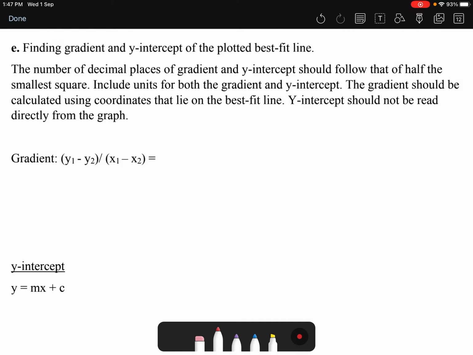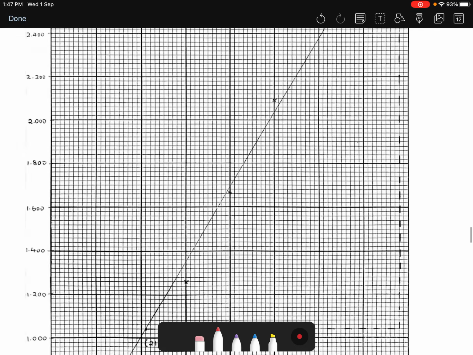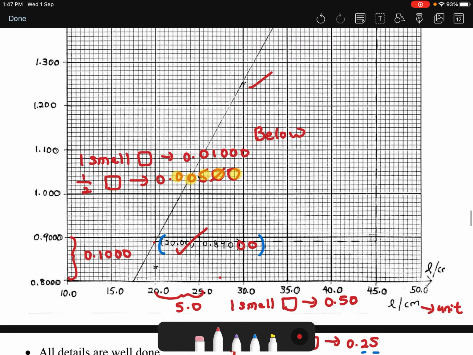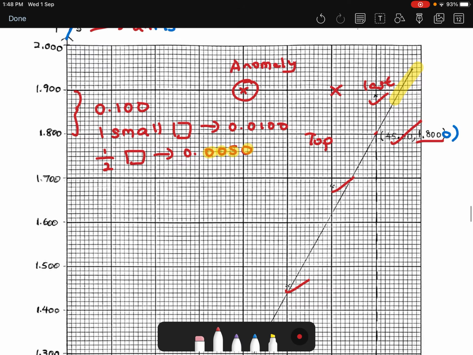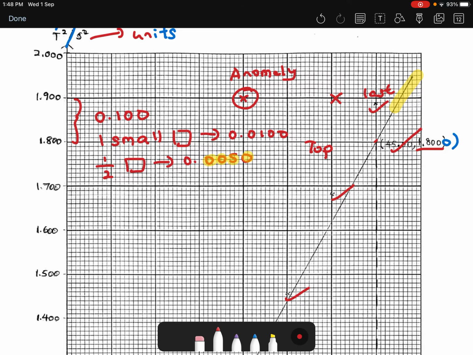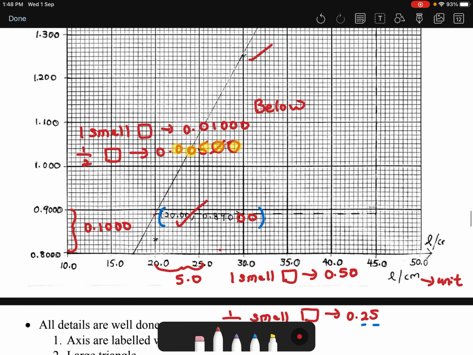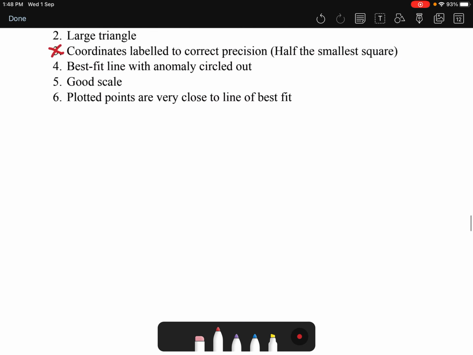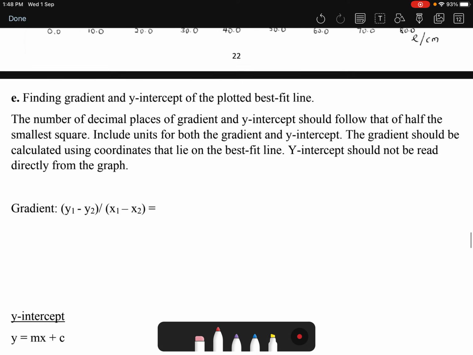Okay, so this video is about finding the gradient and y-intercept of our best fit line, right? Of course, when we are calculating gradient, we need two coordinates. For example, I'm using the coordinates that I found just now from the previous graph. As you can see, it's (45.00, 1.8000). Then the second coordinate is (20.00, 0.89000). So I use these coordinates to find the gradient of my best fit line.